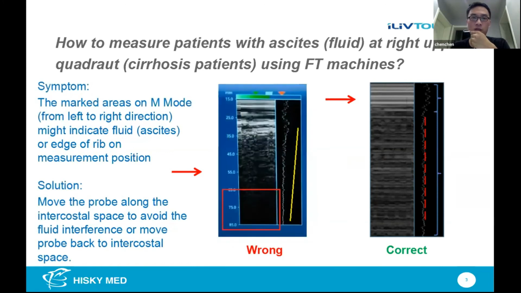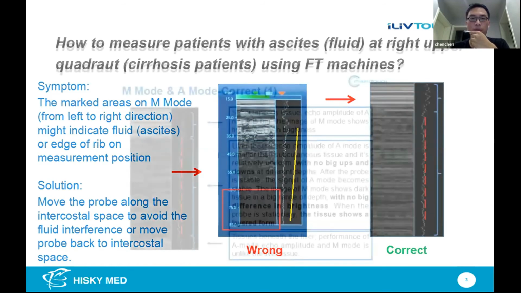And for the second case, you can see it is totally black at the bottom. We can see some layers on the top, which is subcutaneous tissue, and in the middle it's liver tissue. But at the bottom, you can see some black areas. So it might indicate the fluid or the edge of the rib. If the probe touches the edge of the rib, you will also see the black areas. So you also have to move the probe along the intercostal space, or try to avoid that part until you see the steady layers.